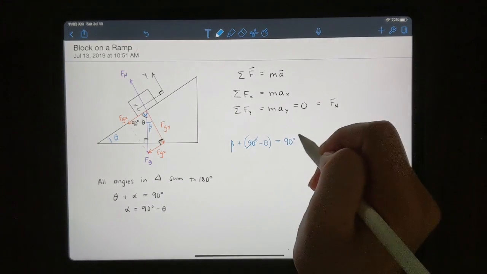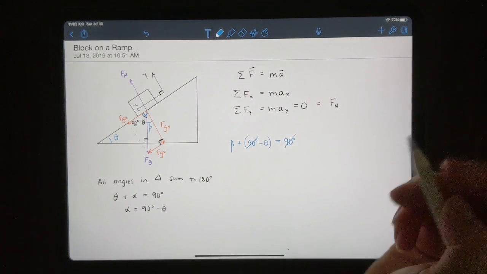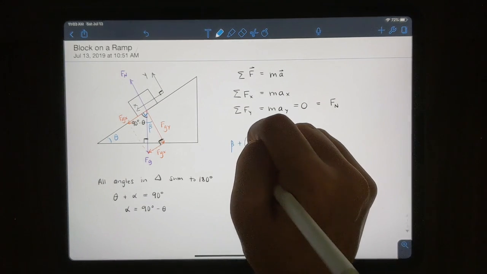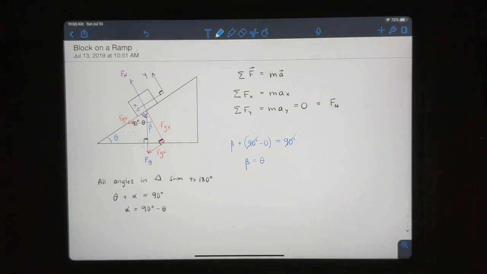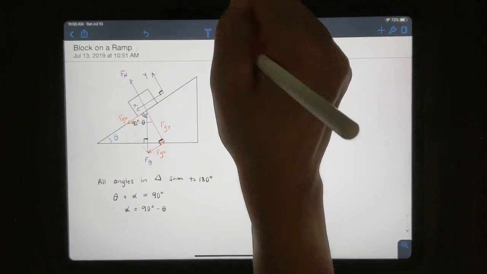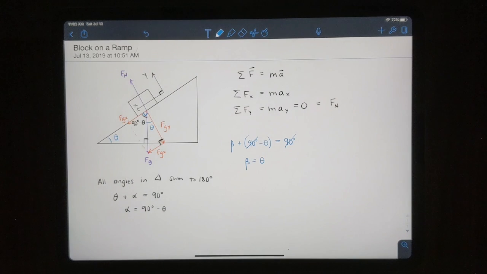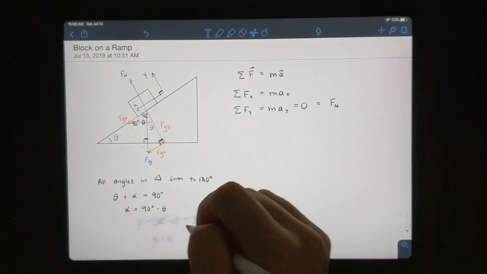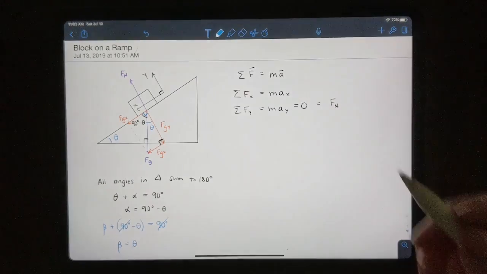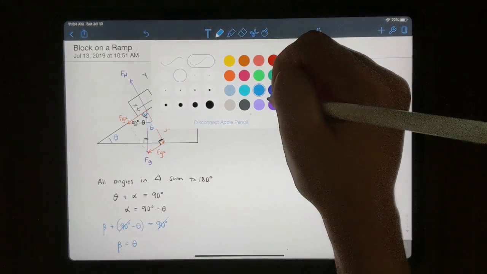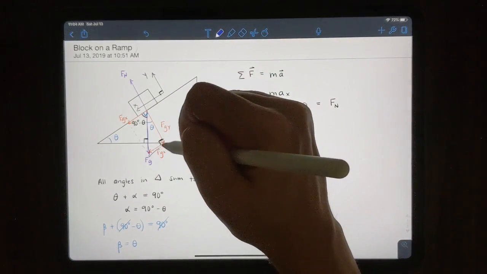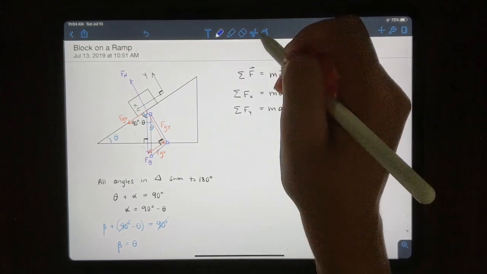Okay, we can subtract 90 on both sides and we can move theta over and we get that beta is equal to theta. Awesome. So now instead of writing that as beta, I'm going to write that as theta. And now I have how theta is related to the x and the y components of the force. So let's slide this out of the way for now. We used that.